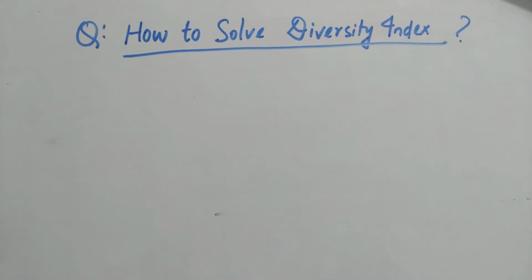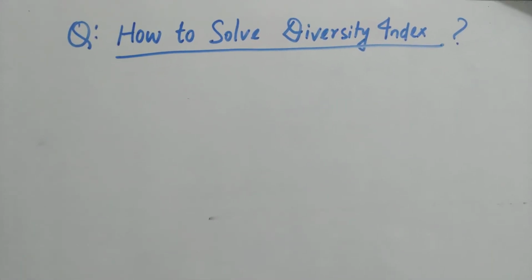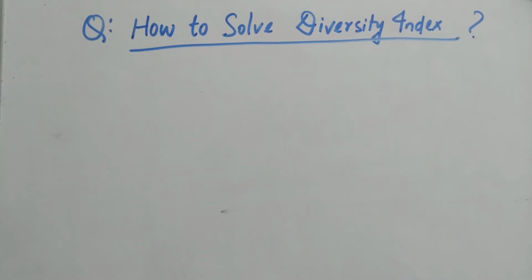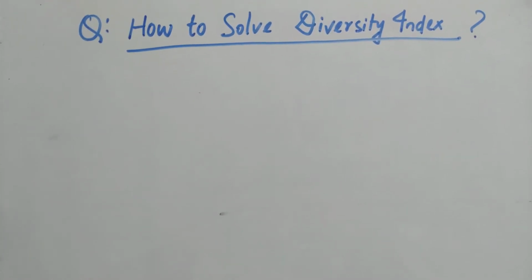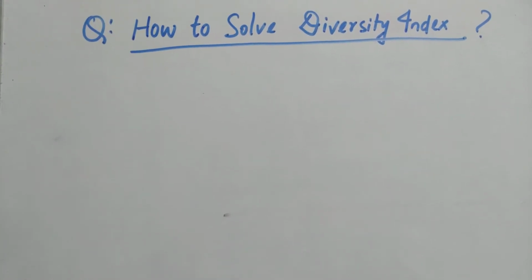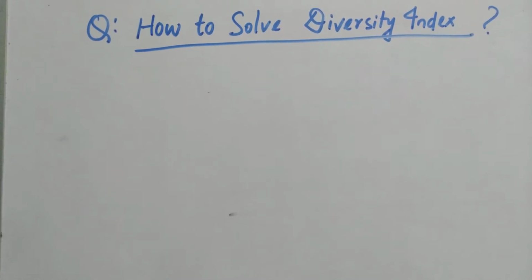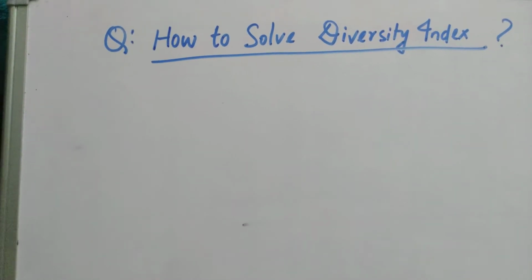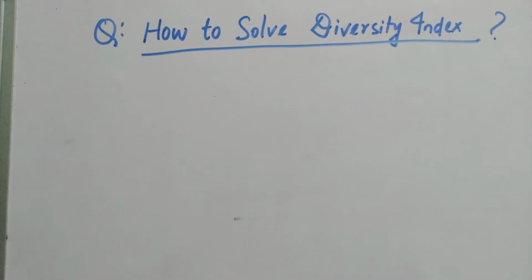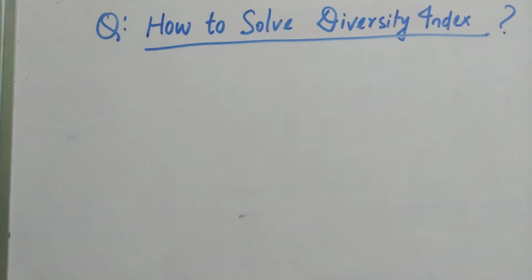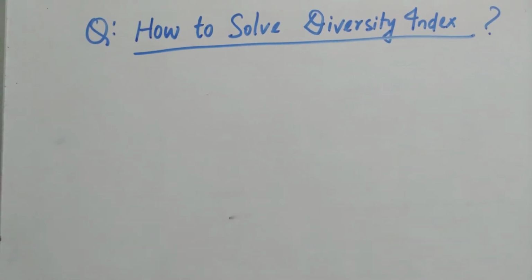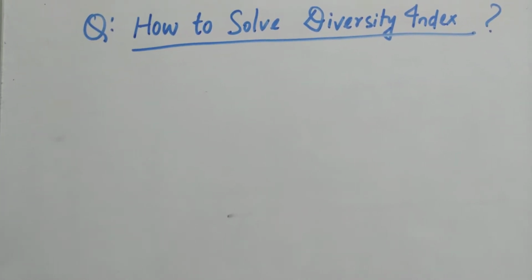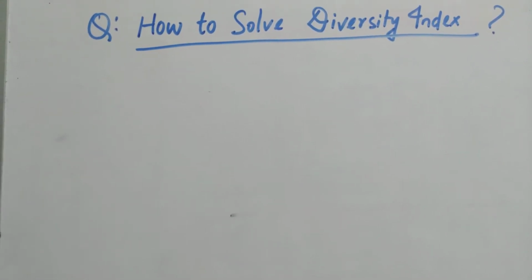Hello everyone. In this video we are going to learn how to solve diversity index questions, which is from the ecology section. So what is diversity? The different varieties of species that one location bears is called diversity. The more types of species in one particular area or location, the more diversity-rich that location is. And if the species type is the same, then the diversity richness would be very low.